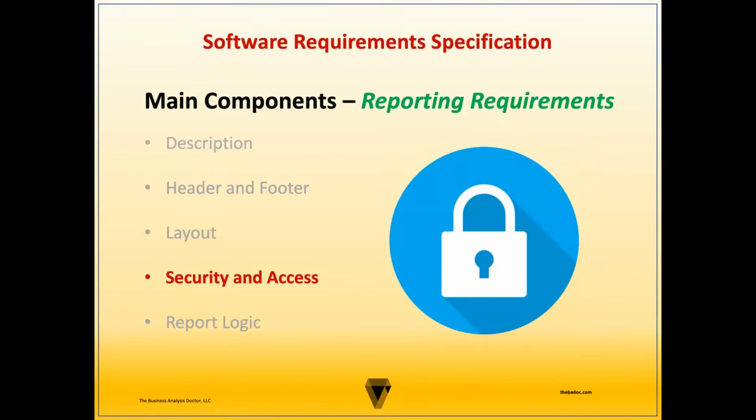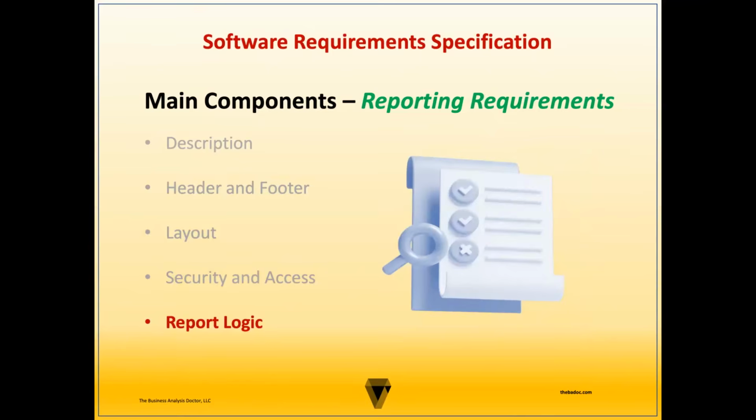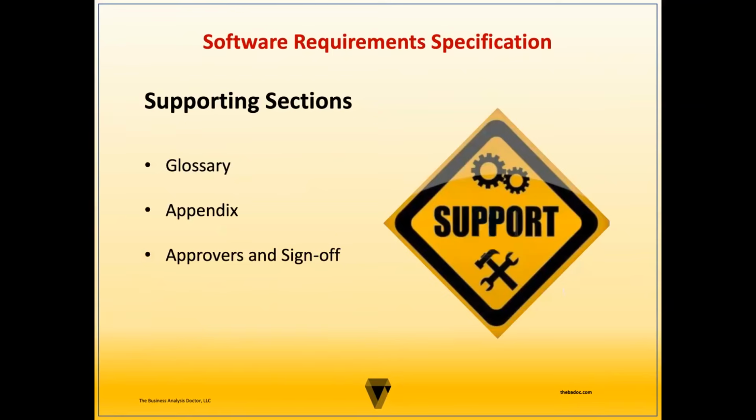Security and access describes who can access the report and outlines any limitations among the various user groups. Report logic specifies the general logic of the report, such as triggers, rules, calculations, latency, and any criteria that impacts the report generation. Now let's look at the supporting sections of the software requirement specification.